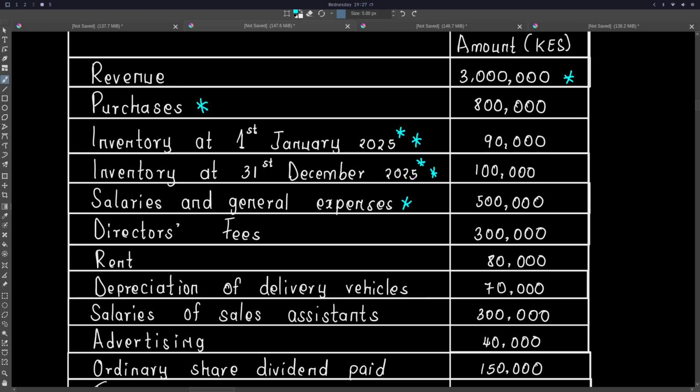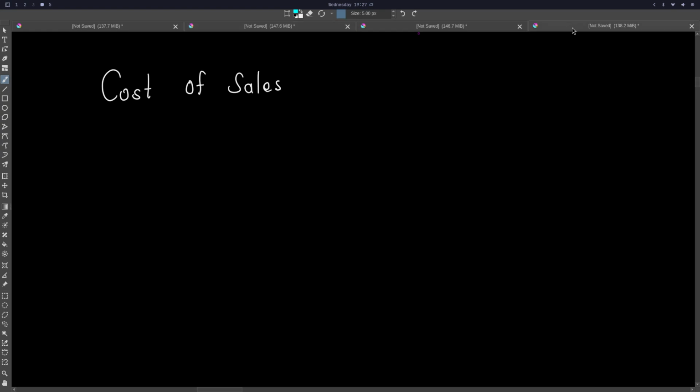How do we arrive at the cost of sales? The cost of sales, in this case, if we are dealing with buying and selling caps, it's basically the caps that we have sold during the period. How do we arrive at the caps that we have sold during the period? We take the opening balance, which is 90,000. This means these caps were bought in the previous period, and those are the caps that were remaining as at 31st December 2024, the previous period. So we take that opening balance of 90,000, okay? Then we do what?